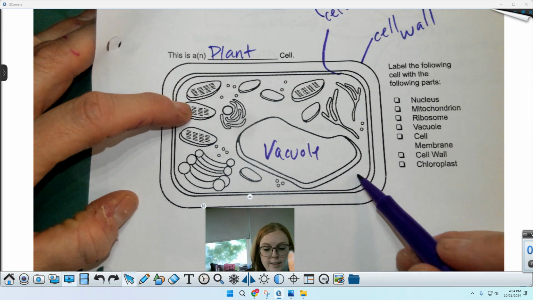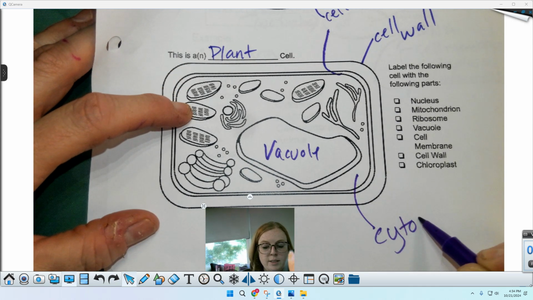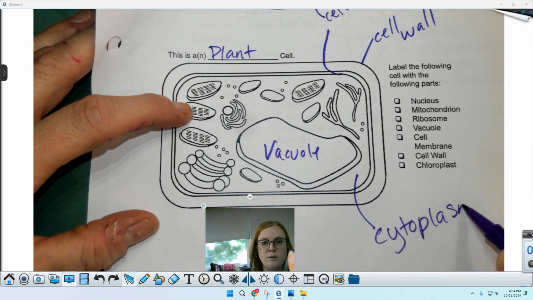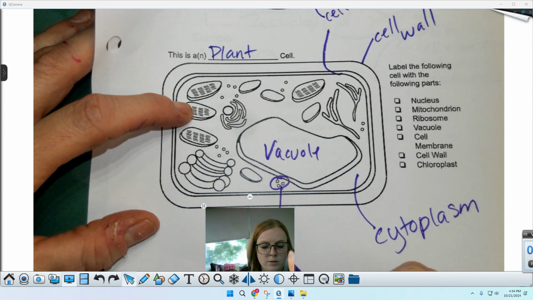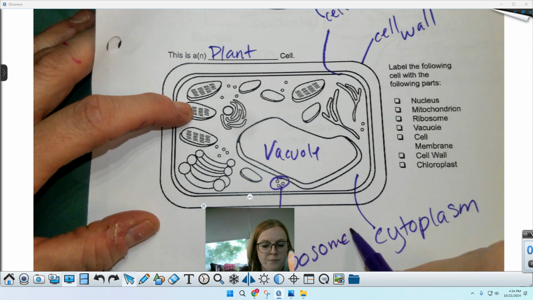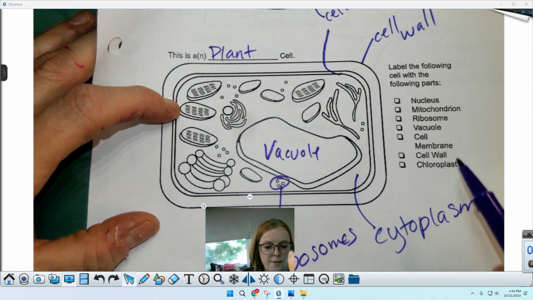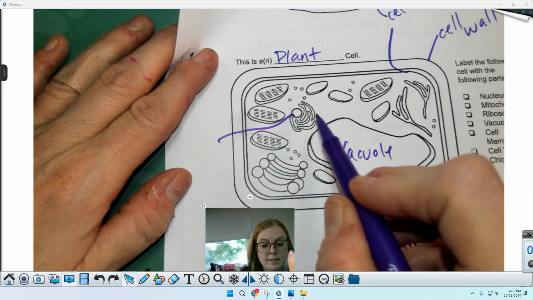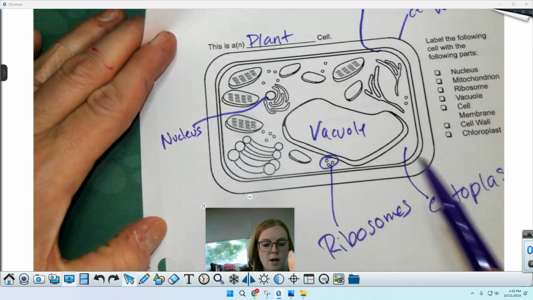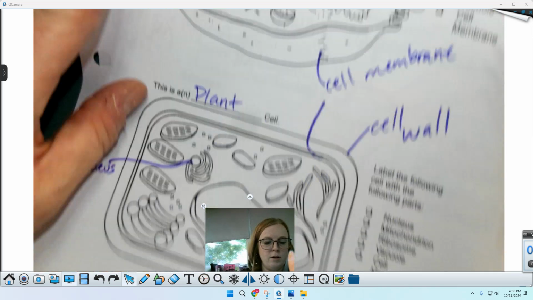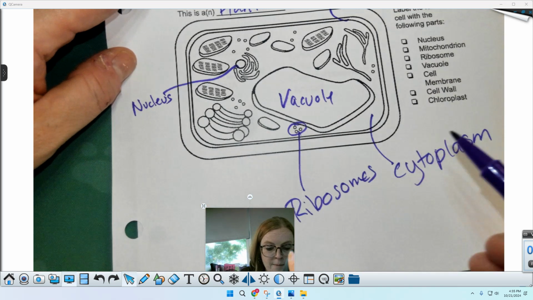Other structures you need to know on the plant cell. The liquid, of course, is still the cytoplasm. The little dot thingies are the ribosomes that make the protein for the cell. We got liquid, we got dot thingies. This nucleus is terrible. I am so sorry that you got this worksheet with this terrible nucleus. It looks much better on the animal cell. But the nucleus contains the DNA.